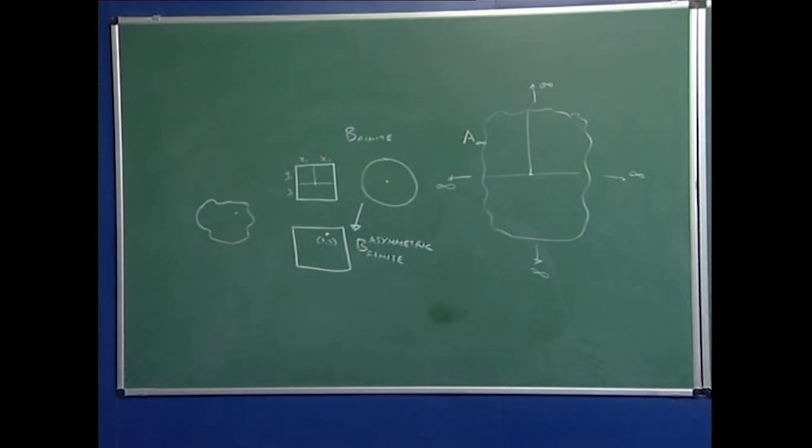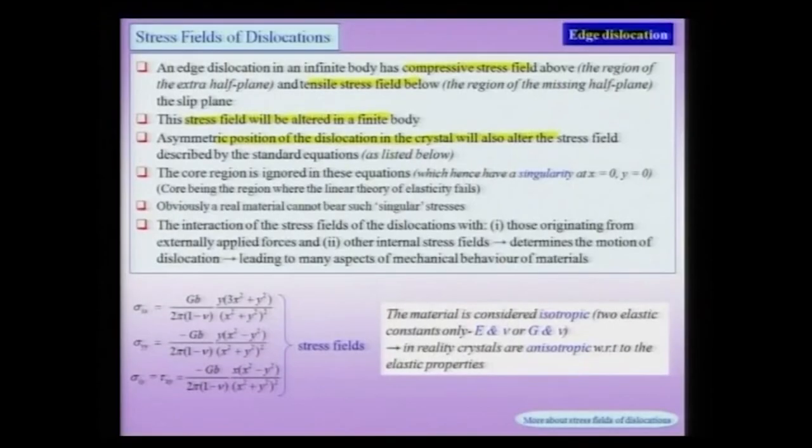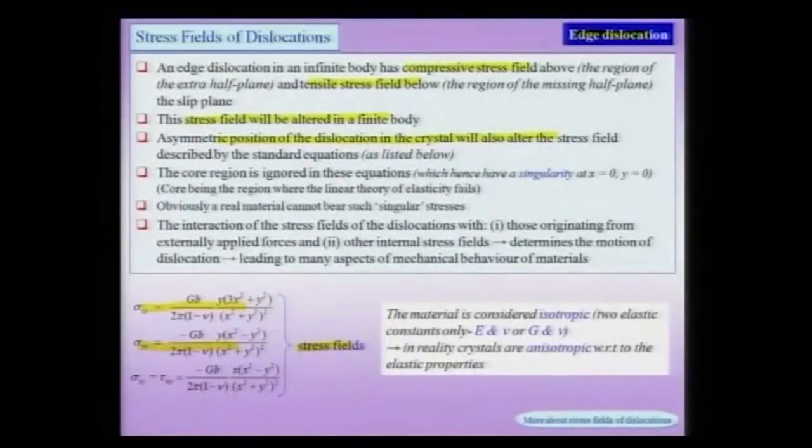And when I am talking about these stress fields, I am typically ignoring what I might call the core region of the dislocation, which cannot be computed using the elasticity theory. So, whatever equations, for instance, the equations written below in the formula, are all derived using the linear elastic theory, and therefore, the validity of these equations is only to about a few Burgers vectors from the dislocation line. When you look at these equations, for instance, now look at the sigma x equation.